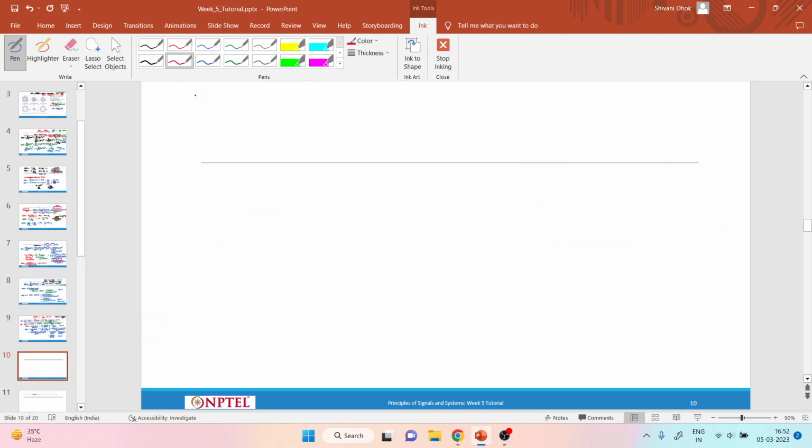Let us look at the third question. It says that x of n is equal to n into a power n minus 1 into u of n. Now let us rearrange this as n into a inverse into a power n into u of n, which I can write with the constant 1 by a multiplied by n into a power n u of n.